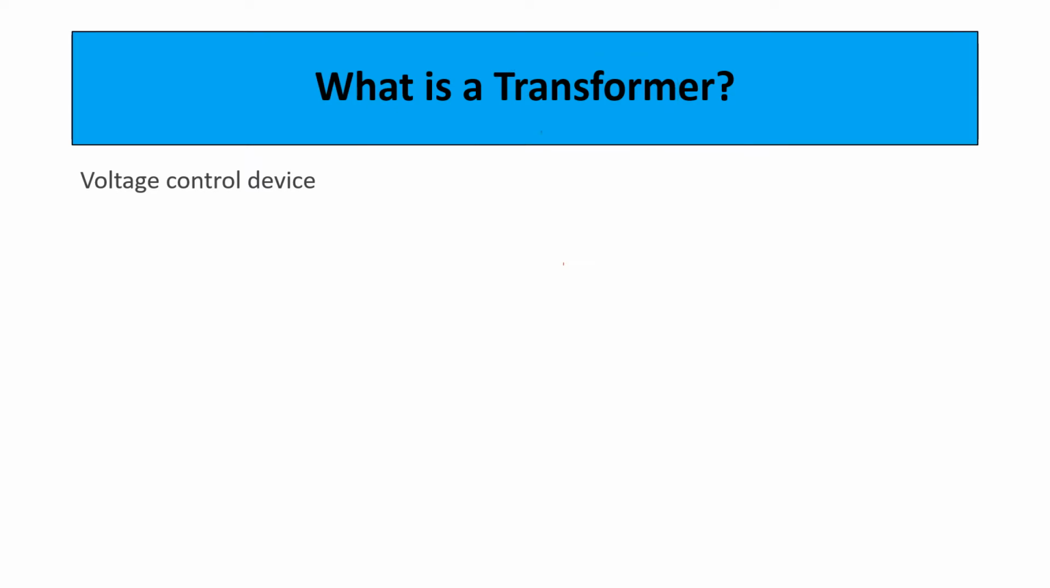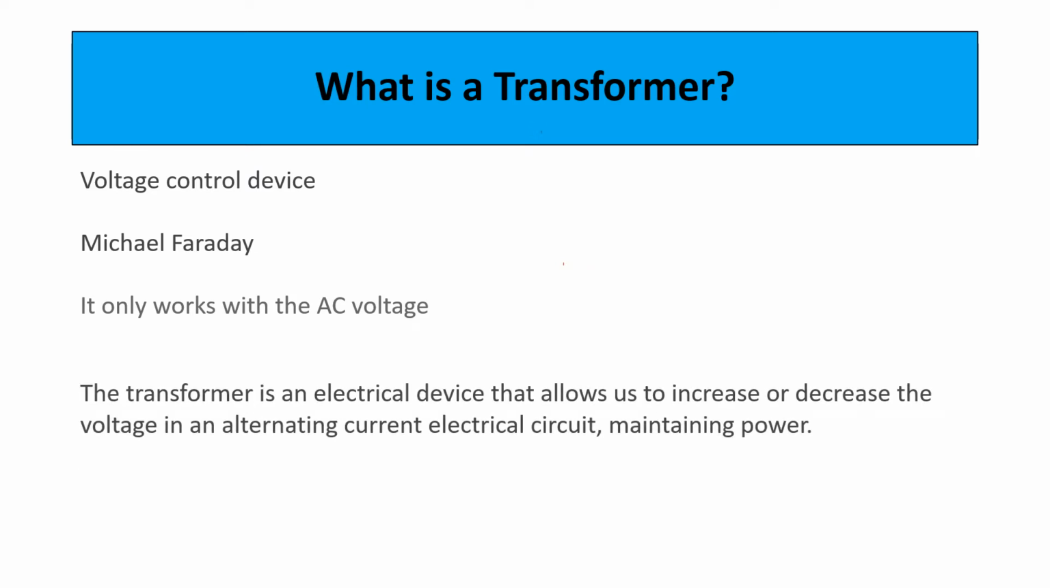The idea of a transformer was first discussed by the scientist Michael Faraday. It works with AC voltage and it wastes very little power. So the power output will be almost equal to the power input. The transformer is an electrical device that allows us to increase or decrease the voltage in an alternating current electrical circuit, maintaining power. You must remember the voltage can be either increased or decreased, and this is always for AC voltage. Power will be maintained.